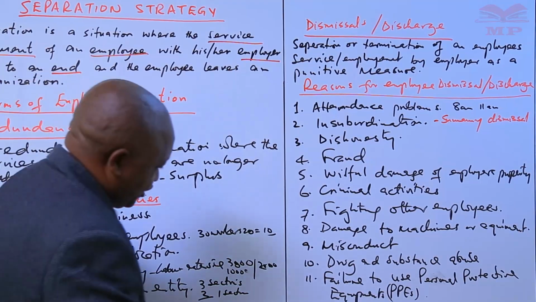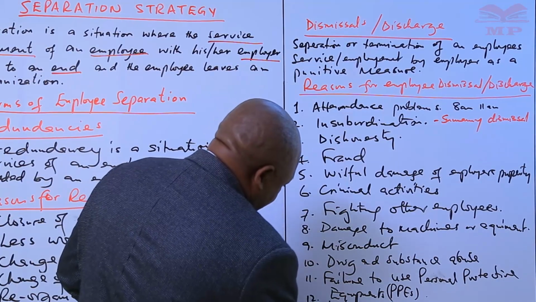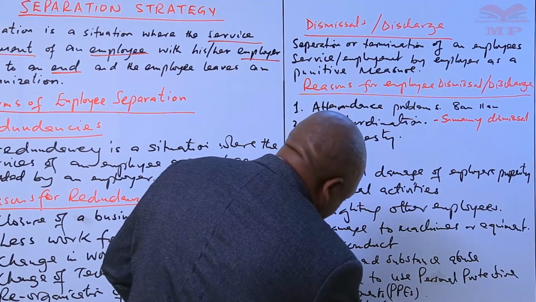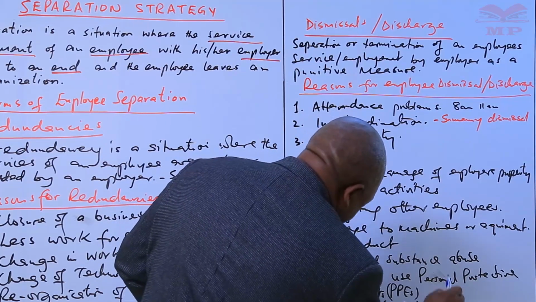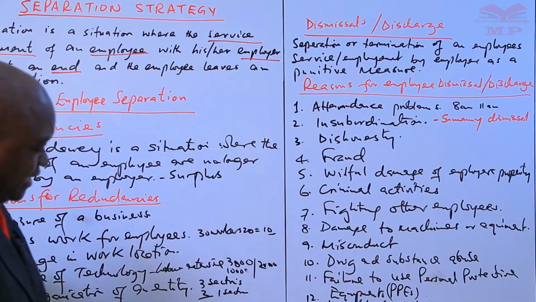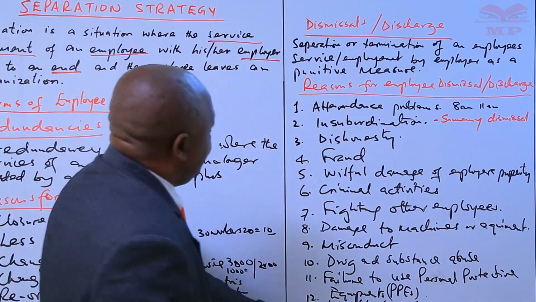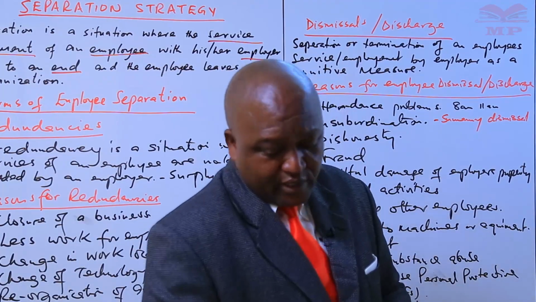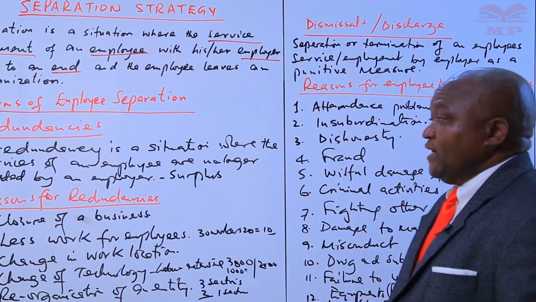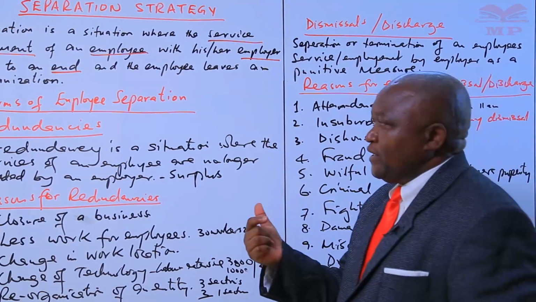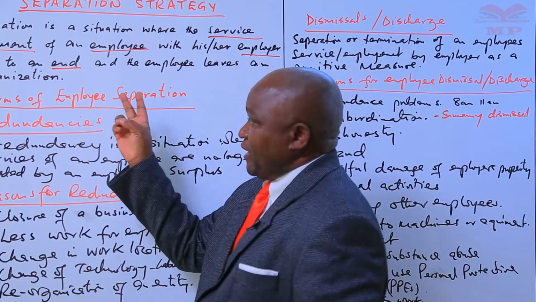Then there is also the issue of inability to work. An employee is principally assigned duties to be able to work, and where an employee is not able to work, then that employee could be dismissed from the work that that particular employer has designated that employee to do. So in our lesson today, we have looked at separation.